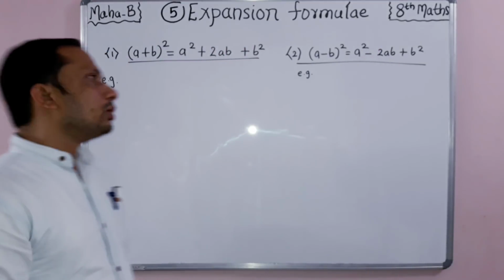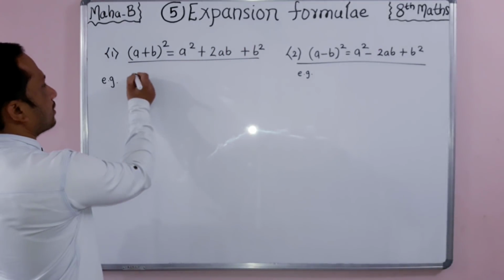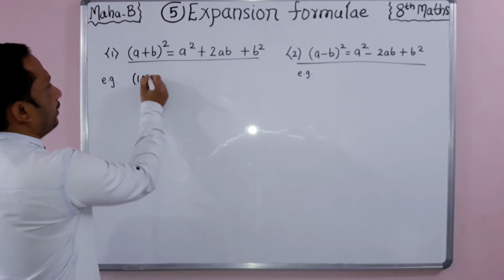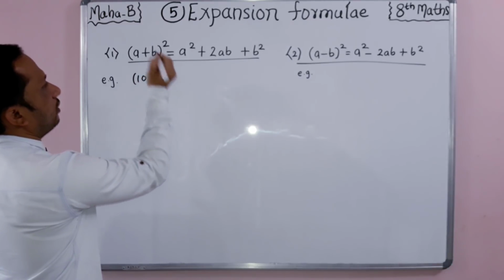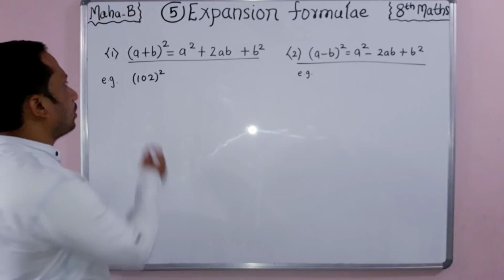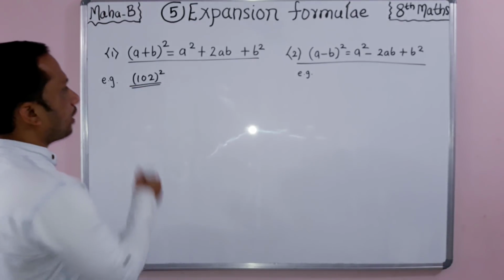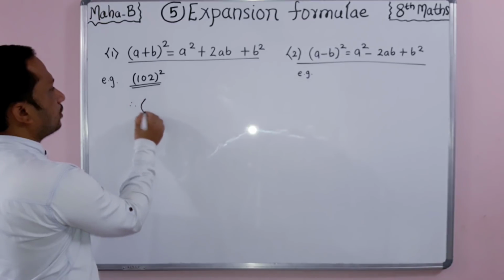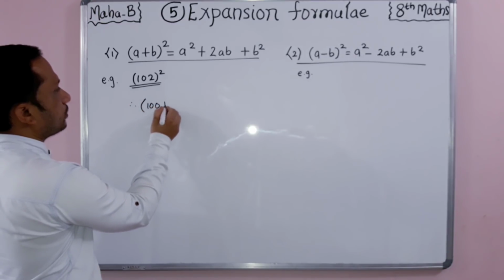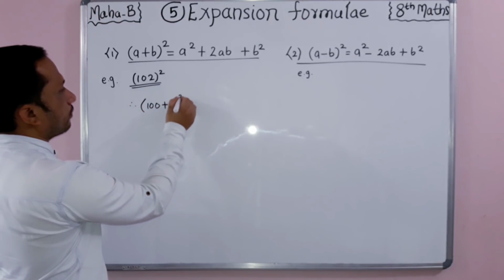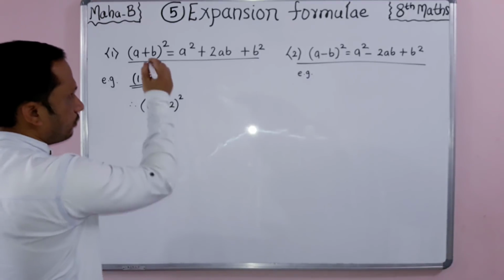Okay students, suppose this is the given example: 102 square. We have to find this. How can we separate this 102? Like this, I can write it as (100 plus 2) whole square. Now use the formula, students.